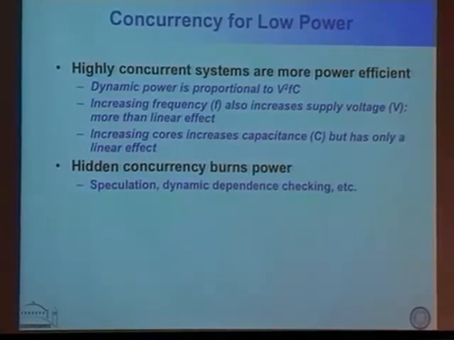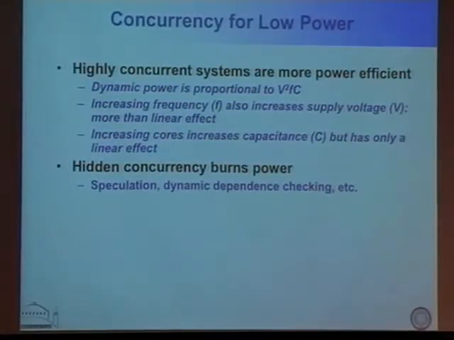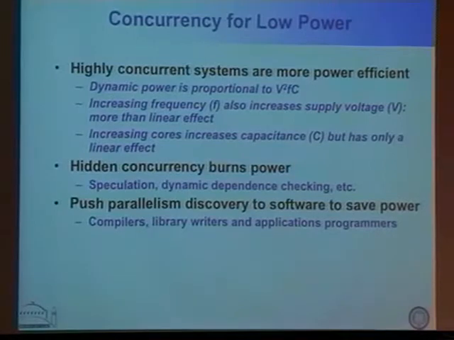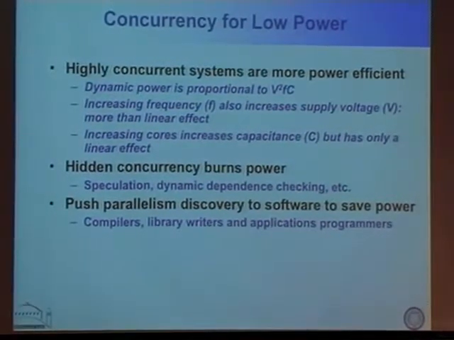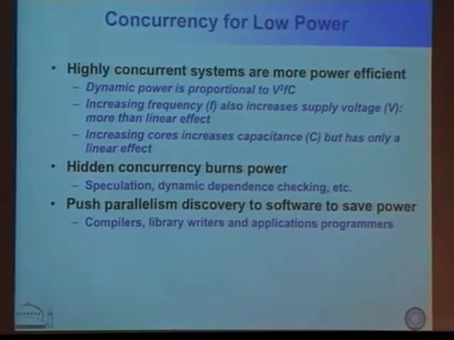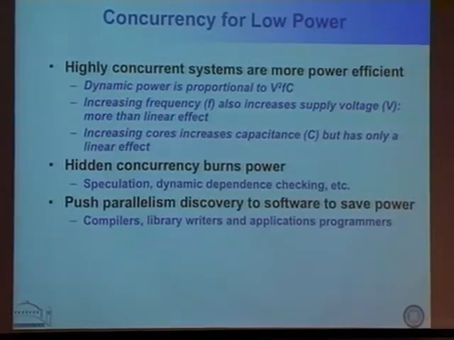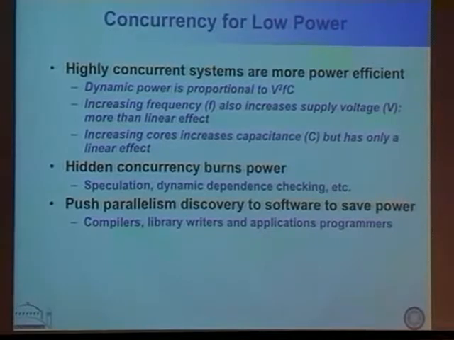On the other hand, if we try to hide all of the concurrency inside of the hardware, that also consumes power. Things like speculative execution, dynamic dependence checking, and so on also burn power at runtime. So we push the discovery of parallelism into the software rather than having it done automatically in the hardware, to save power, and in particular to lower the power density in the chip. This means that the parallelism problem is now being handed to the compiler writers, the library writers, and the application programmers.